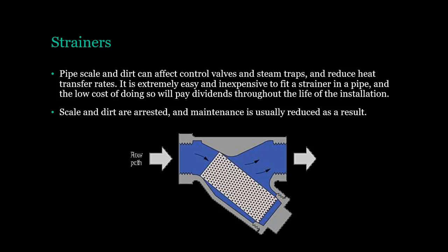Strainers. Pipe scale and dirt can affect control valves and steam traps, and reduce heat transfer rates. It is extremely easy and inexpensive to fit a strainer in a pipe, and the low cost of doing so will pay dividends throughout the life of the installation. Scale and dirt are arrested, and maintenance is usually reduced as a result.